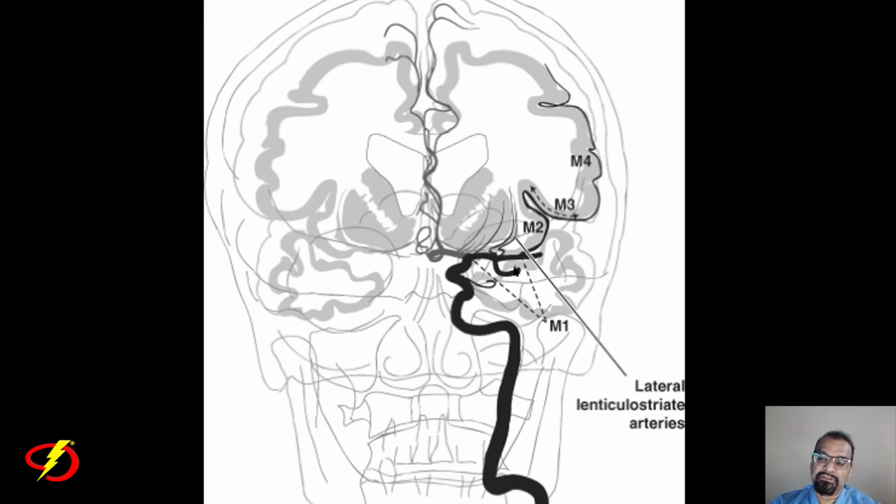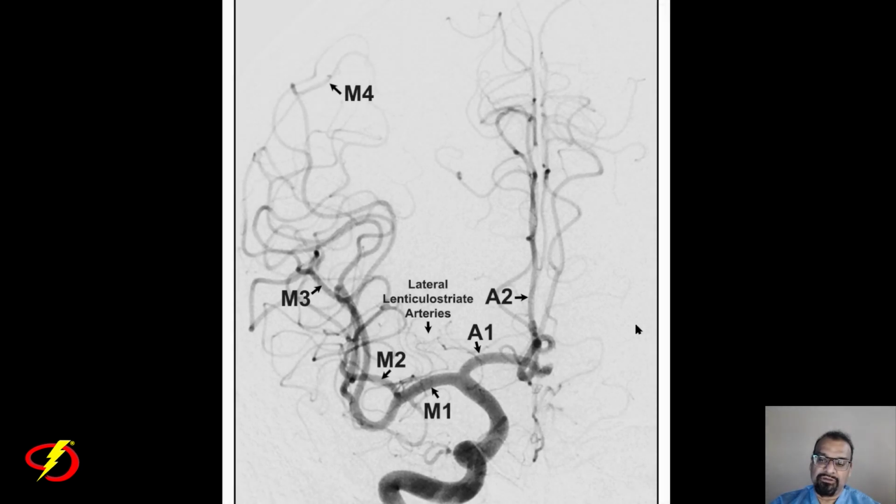One thing about this picture is, just ignore this vessel right now. This is the anterior temporal branch, but we've not reviewed that yet. We'll review it later. Just know M1, M2, M3, and M4. That's all I want you to know right now.